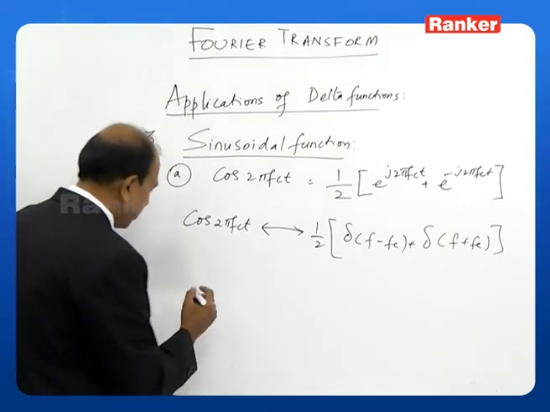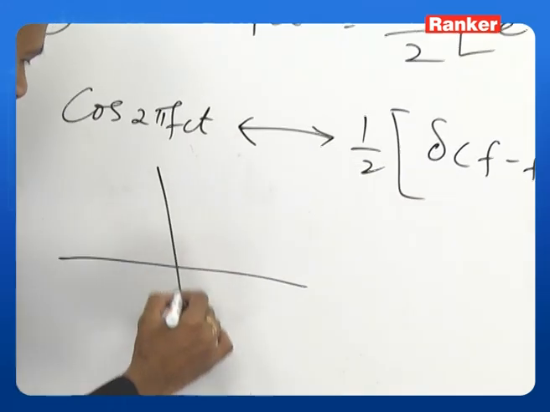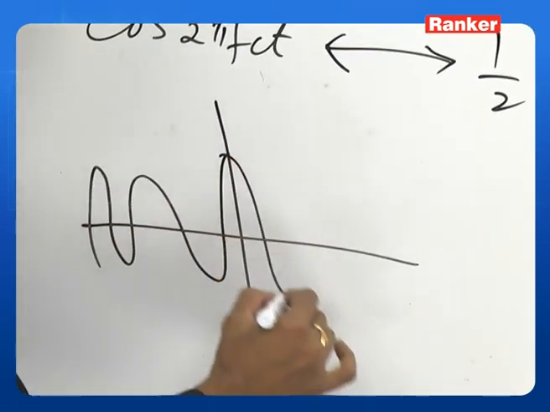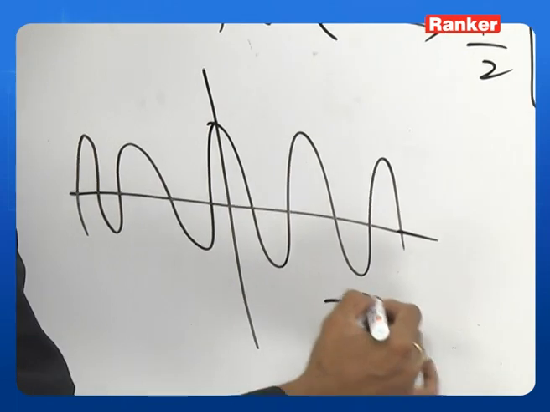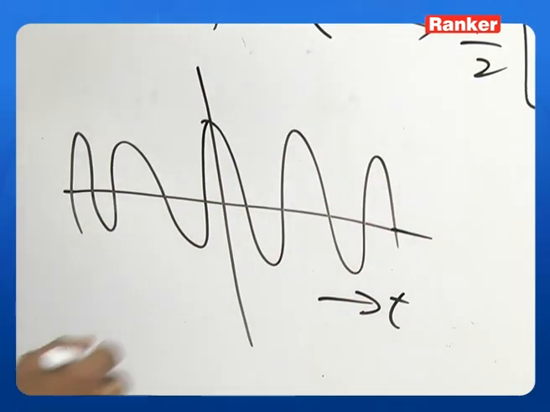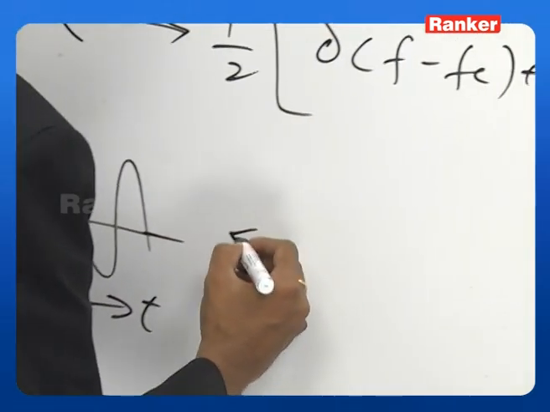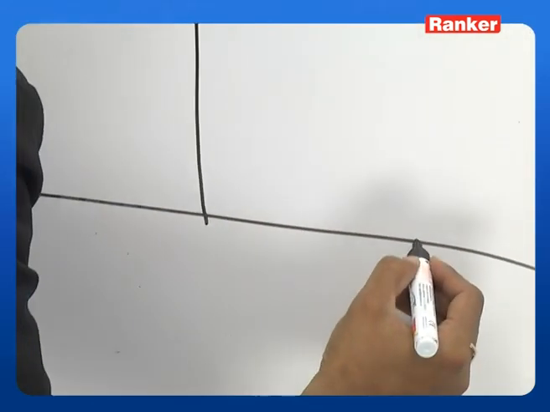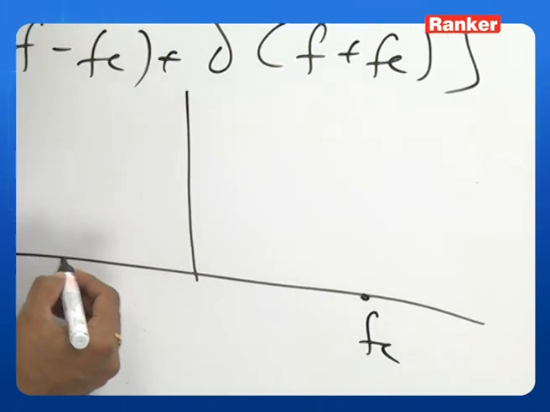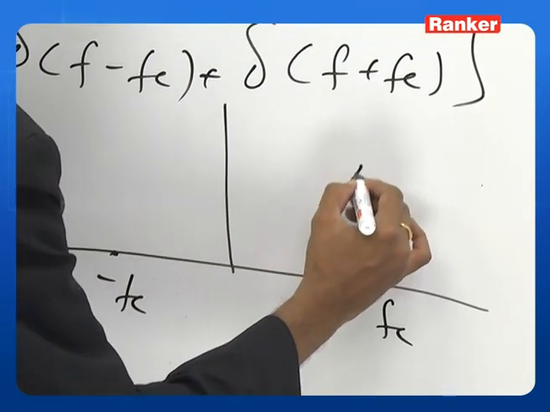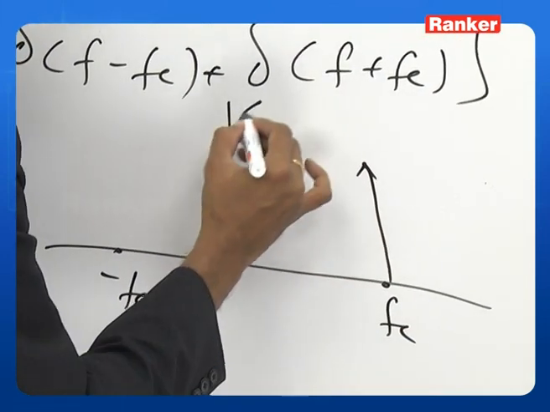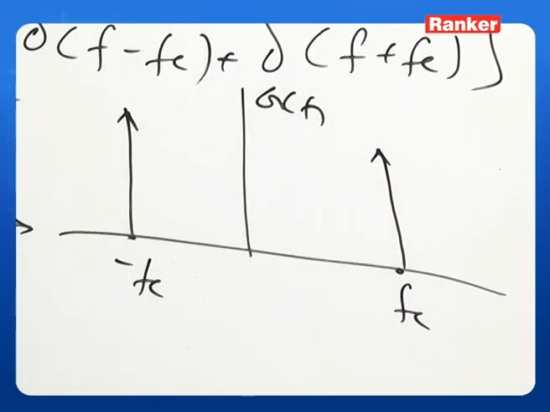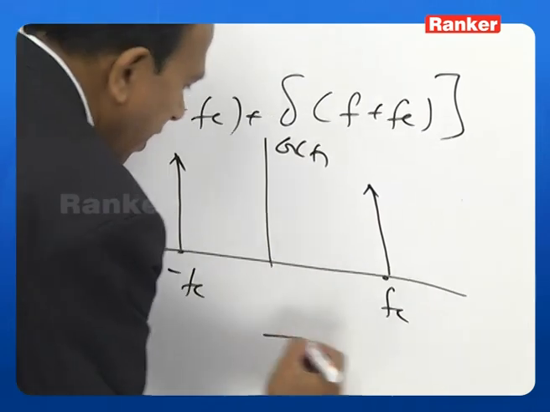So, what is a cosine function? Cosine function looks like this, some function like this. This is in time domain. In the frequency domain, it will look like this. This is fc and this is minus fc. So, you will have a delta function here. This is g of f, and you have another delta function here. So, this is in the frequency domain.